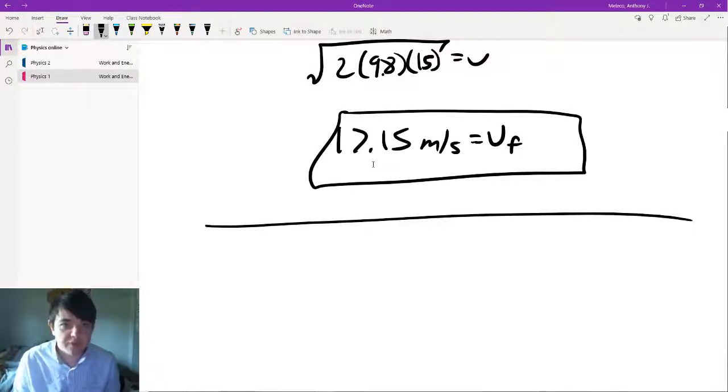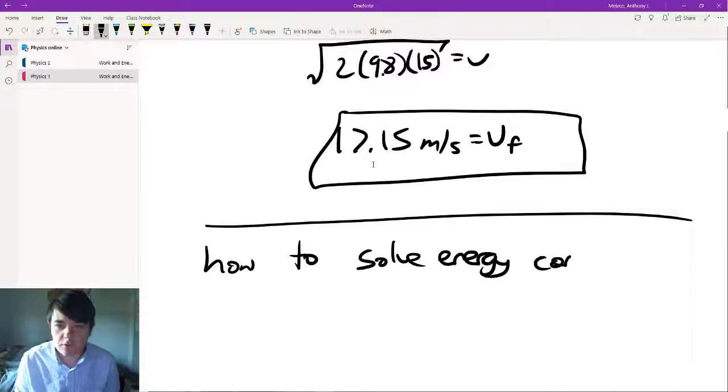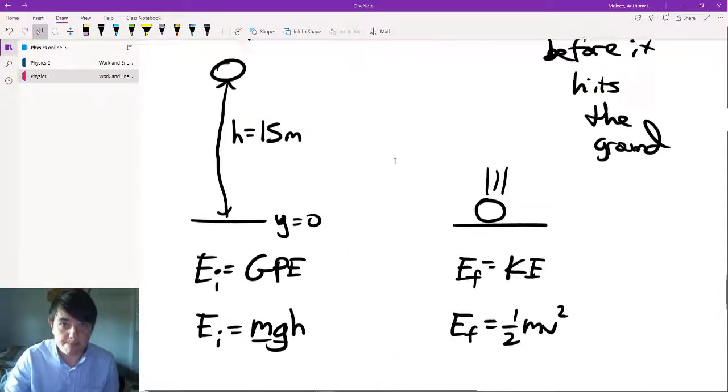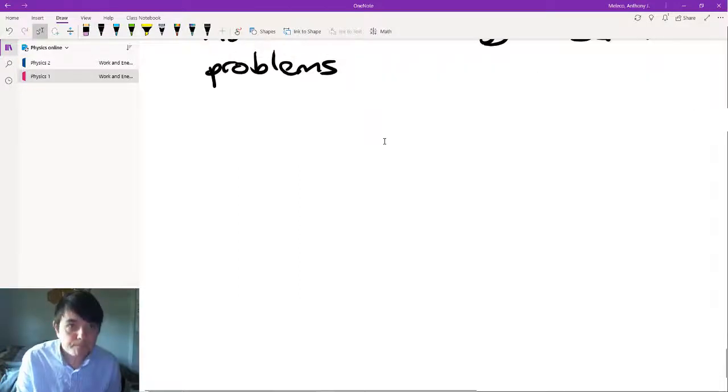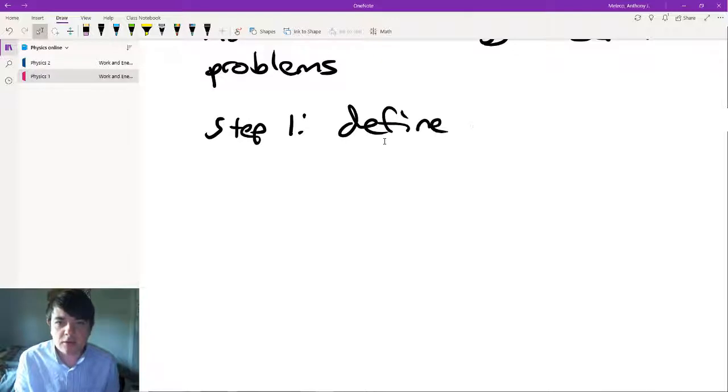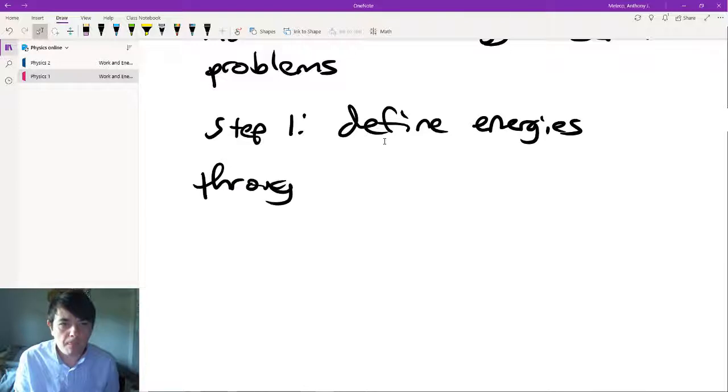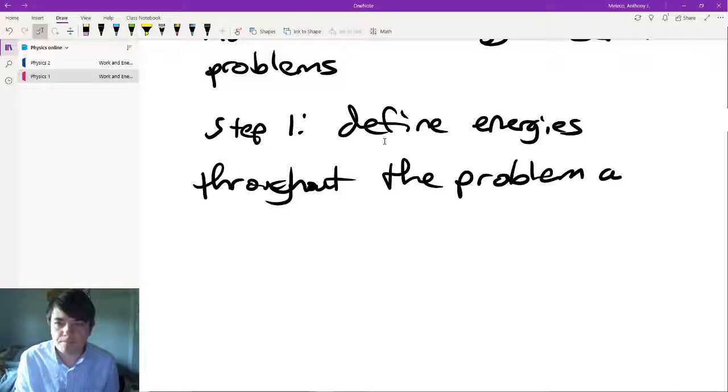So here's my go-to on how to solve energy conservation problems. And this is kind of what we did in this problem right here. Step 1, define energies throughout the problem and a 0 point.